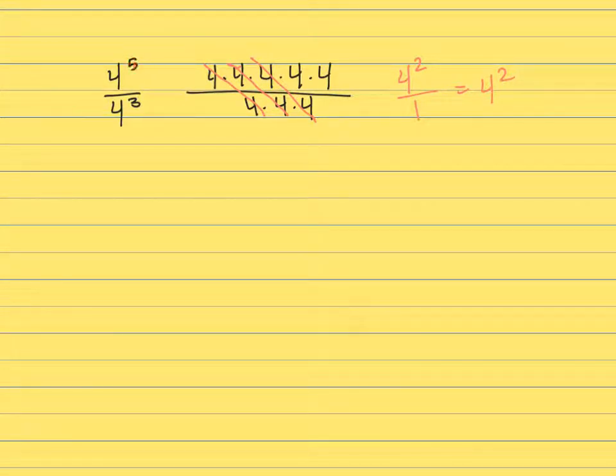I had an exponent of 5 divided by an exponent of 3, and I ended up with an exponent of 2. So what calculation can I do to 5 and 3 in order to end up with a 2? I can subtract, right? 5 minus 3 is 2. So it makes us wonder, Ms.